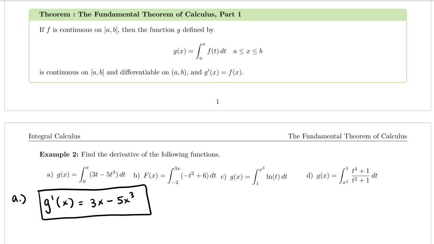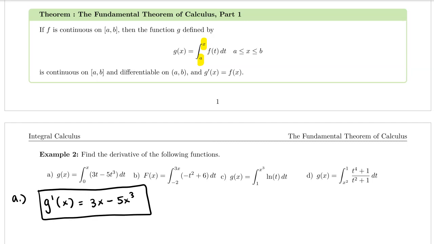So here's where things get a little bit more tricky. The fundamental theorem of calculus part 1 requires that the lower limit of integration be some constant. And remember, a constant is just some numerical value, and that the upper limit of integration has to be just a variable like x or u or t.